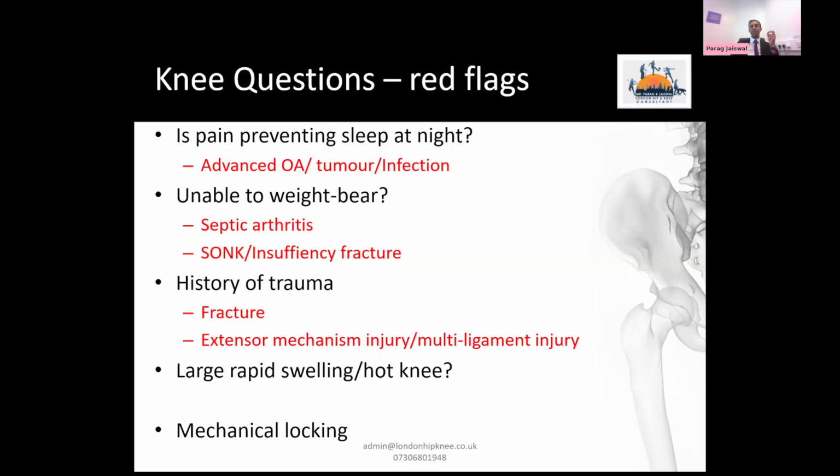Okay, large, rapid swelling or a hot knee. What are your differentials here? Oh gosh, everyone's going nuts on this one. Fracture or soft tissue tears, tendon or ligament ruptures, grade 3 ligament and meniscus tears, arthritis, gout, septic arthritis, infection, gout, OA, RA, rheumatoid arthritis. Excellent. You all got it right.